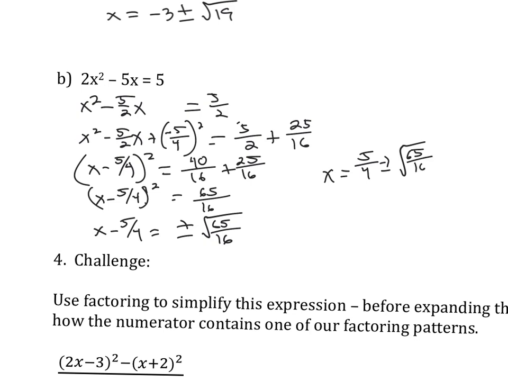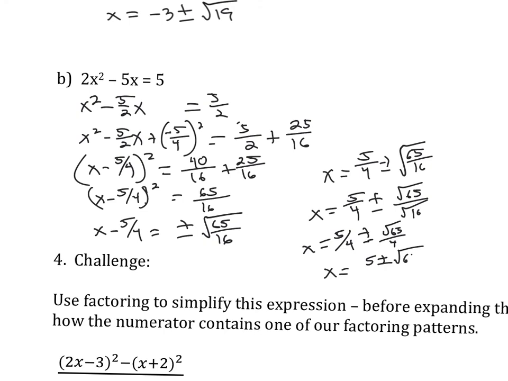Now, what we also recognize is that 16 is a perfect square. So we can say x is equal to 5/4 plus or minus the square root of 65 over the square root of 16, or x is equal to 5/4 plus or minus root 65 over 4. Or in our final version, x is equal to 5 plus or minus root 65 over 4. Okay.